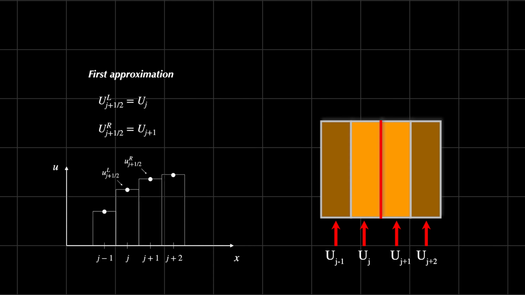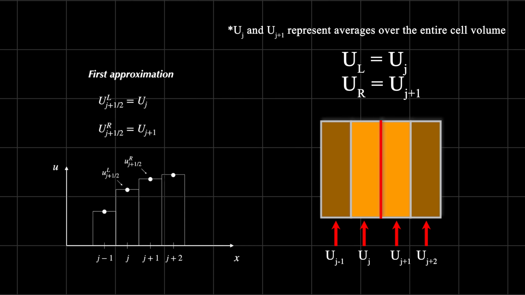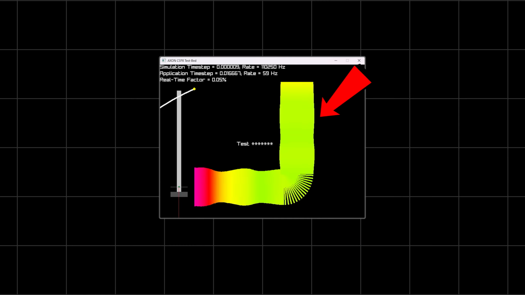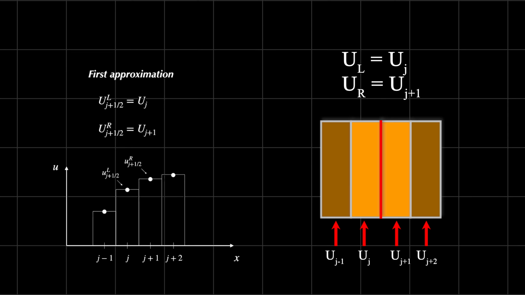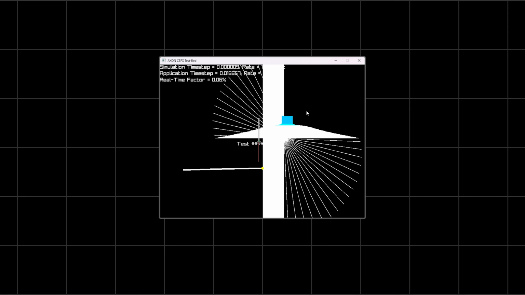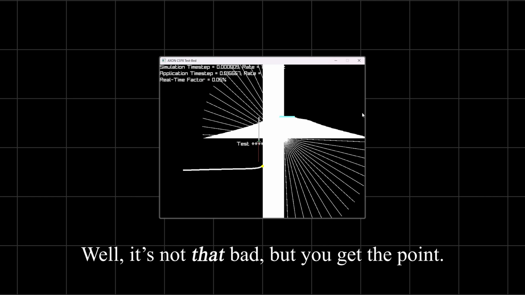The simplest method is just directly using the averages surrounding the edges. Although this works reasonably well, it tends to smooth out the details too much. So I made an upgrade. Instead of flat values, I estimate a slope between cells. But by itself, this method introduces instability and oscillations.